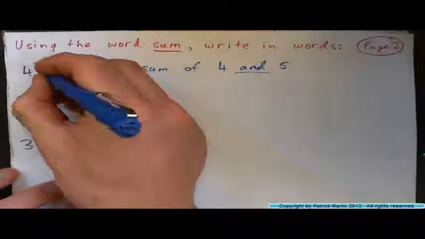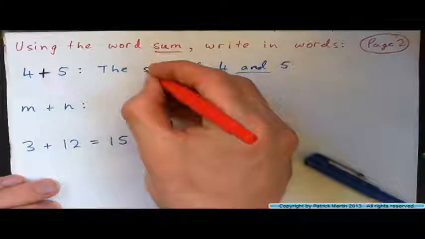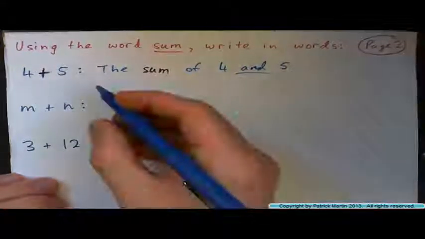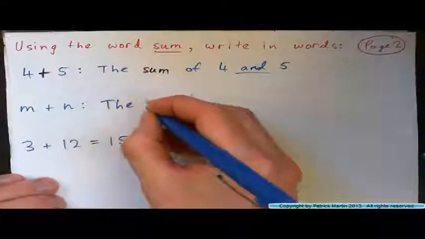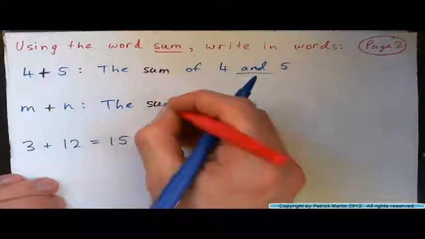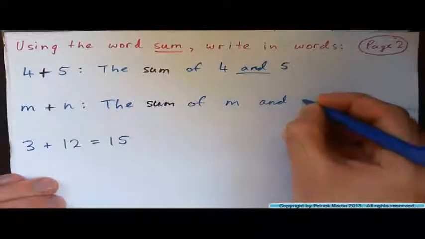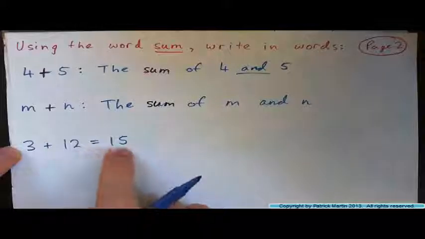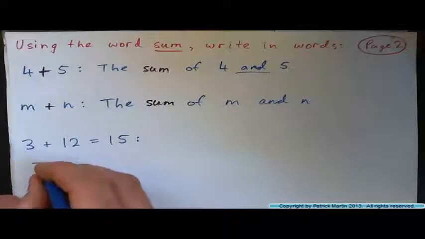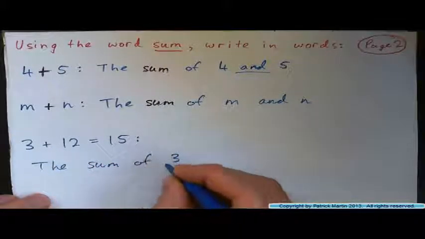So when you have plus, that means it's a sum. Adding means we're getting the sum. 4 plus 5. So m plus n is the sum, right? The sum, adding, of what? The sum of m and n. 3 plus 12 equals 15 can be written as so. The sum of 3 and 12.